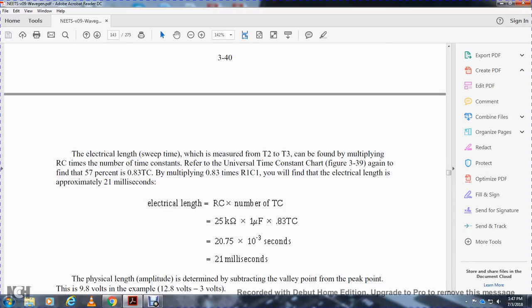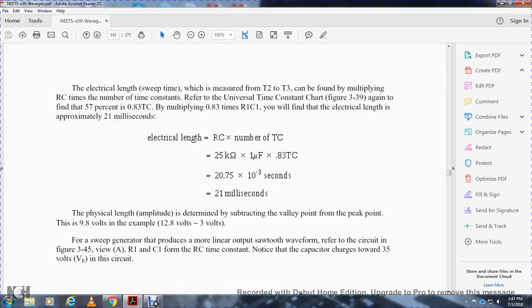Electrical length is equal to resistance times capacitance times the number of time constants. You get 21 milliseconds. To determine the amplitude, subtract the valley point from the peak, which is 9.8 volts. In the example, 12.8 volts minus 3 volts.